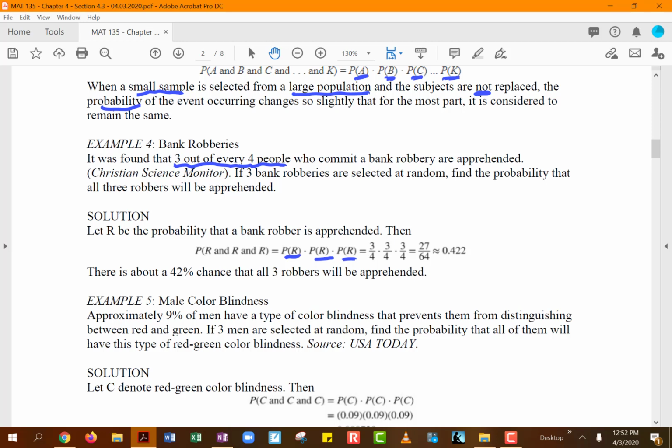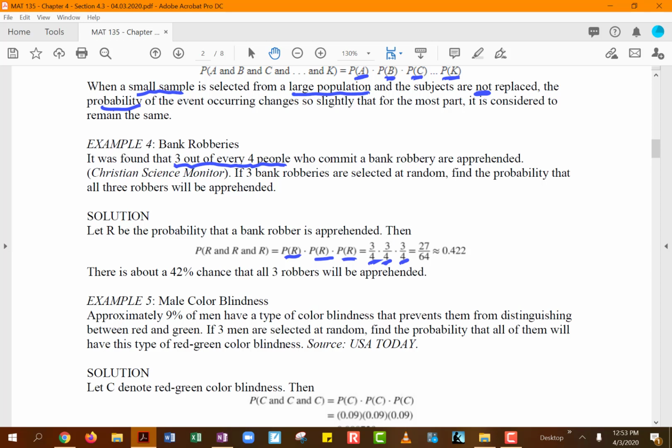So that's going to be the chances of 3 out of 4 for the first bank robbery, or for catching that first bank robber, 3 out of 4 for the second one, and 3 out of 4 for the third one. So you're multiplying each of these, and remember, these are independent events, right? Because each of those robberies are selected at random. So the chances that one outcome would affect the second or the third outcome is going to be independent, because one outcome is not going to have any effect on the second one.